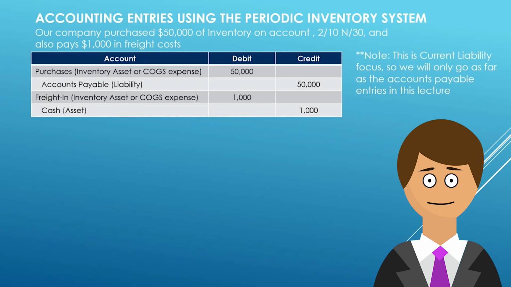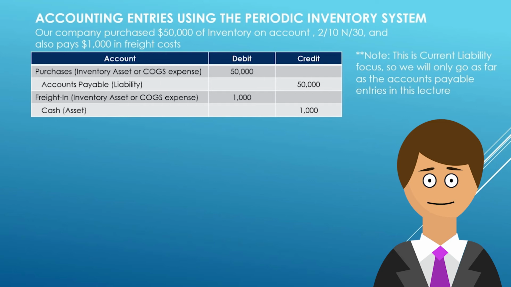We've got our purchases, which will be accumulating throughout the period. And then again, at the end of the reporting period, some of these purchases will go to inventory as an asset, and some will go to cost of goods sold. But right now, we're recording that purchases account, $50,000. The offset is our accounts payable. We have this liability to a vendor for $50,000.